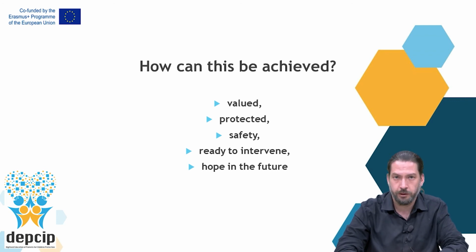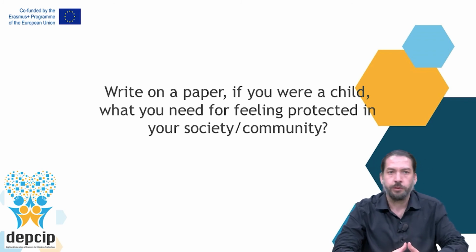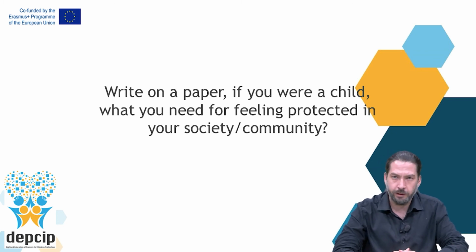hope in the future. Write on a paper, if you were a child, what you need for feeling protected in your society. And which is your role in your child protection. Please remember these words: best interests of the child, principle of survival, development, protection, violence, neglect, abuse.